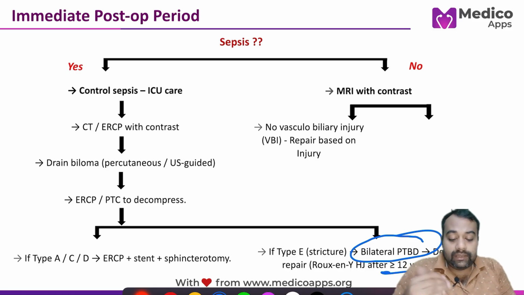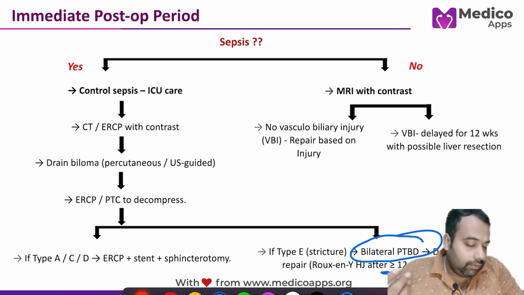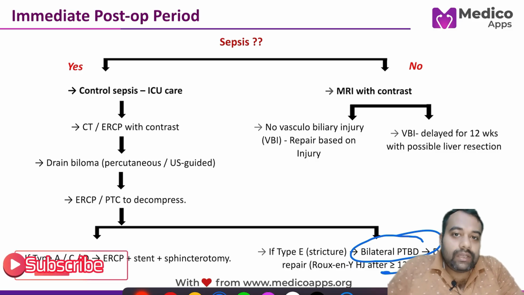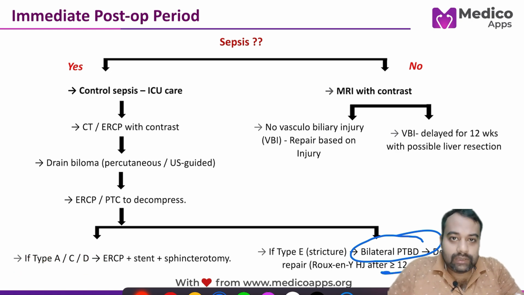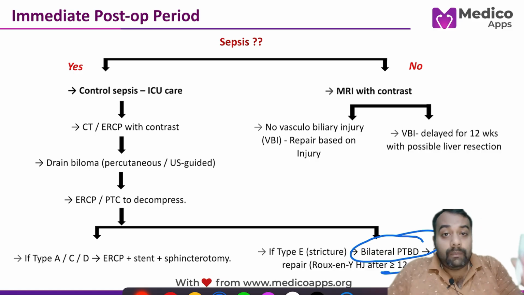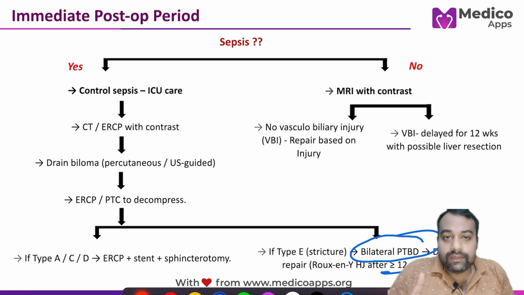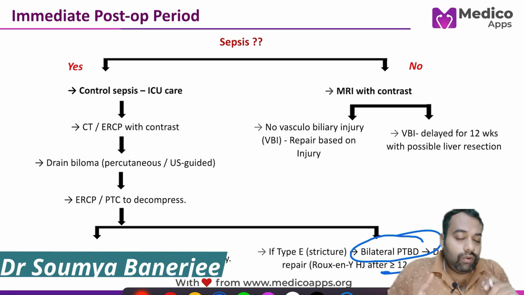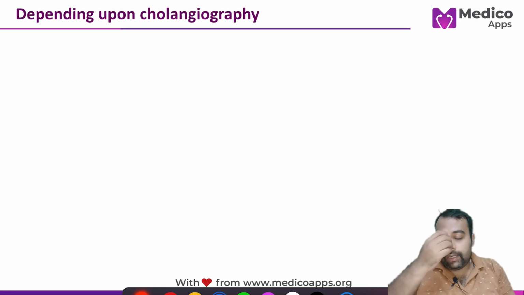Whether it is yes or no, that is going to direct you which way you are supposed to go. Sorry, if there is no vascular injury associated with the biliary injury, it's good, so obviously you can go for the repair. But if there is any vascular injury with a biliary injury, you have to wait for some time. Why? Because the chances are that you need to go for the hepatic resection. So in that case, a delayed repair is warranted.